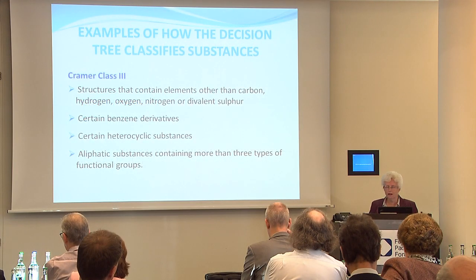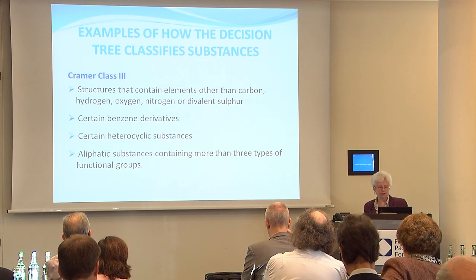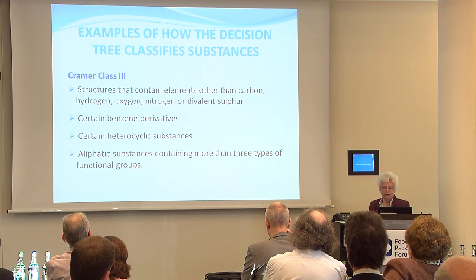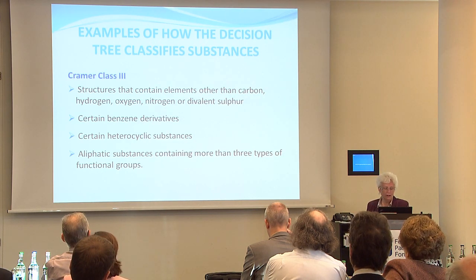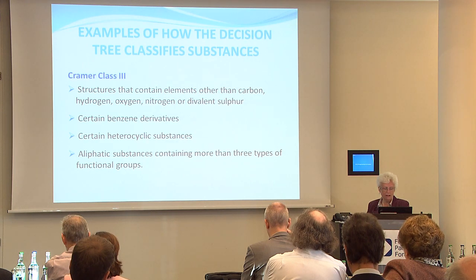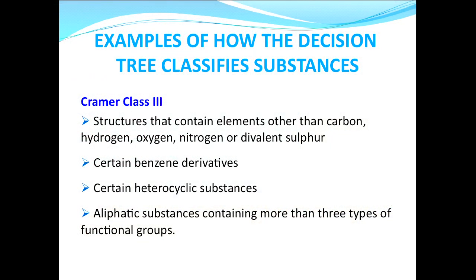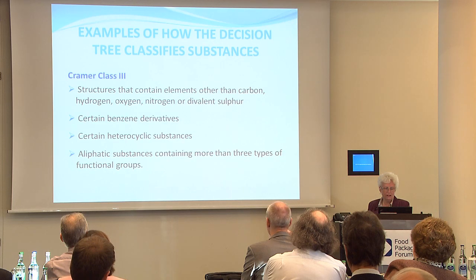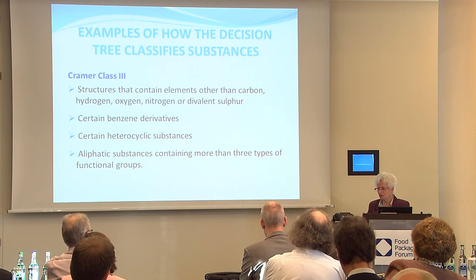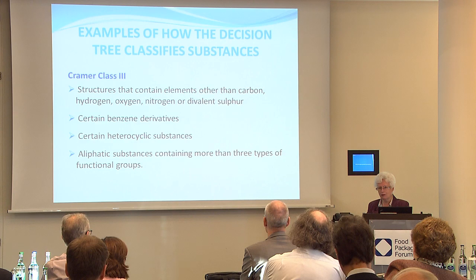And examples of what would be in class three are, as I said, anything that contains elements other than carbon, hydrogen, oxygen, nitrogen, or divalent sulfur, certain benzene derivatives, certain heterocyclic substances, and aliphatic substances containing more than three types of functional groups. So there was a recognition that the more functional groups you get attached to a seemingly innocuous aliphatic substance, the much more your likelihood of toxicity increases. And indeed, as said earlier, the majority of substances fall into class three. And if you take a group of substances like pesticides, or pesticide metabolites, nearly every single one would fall into class three.